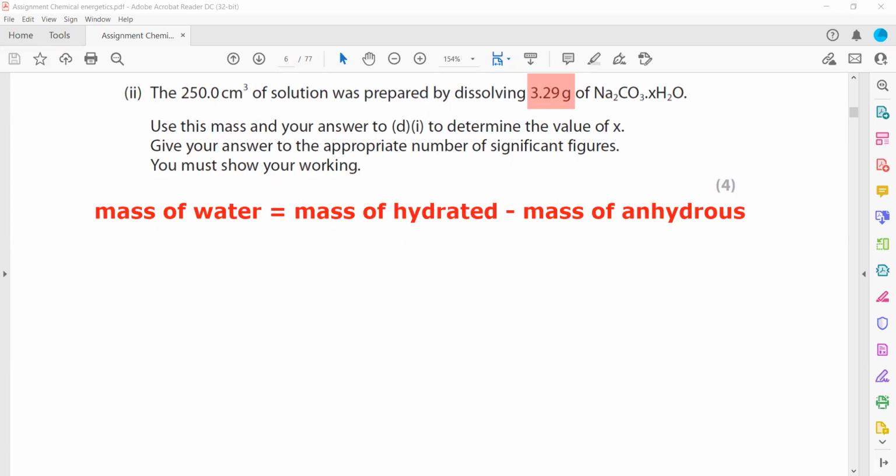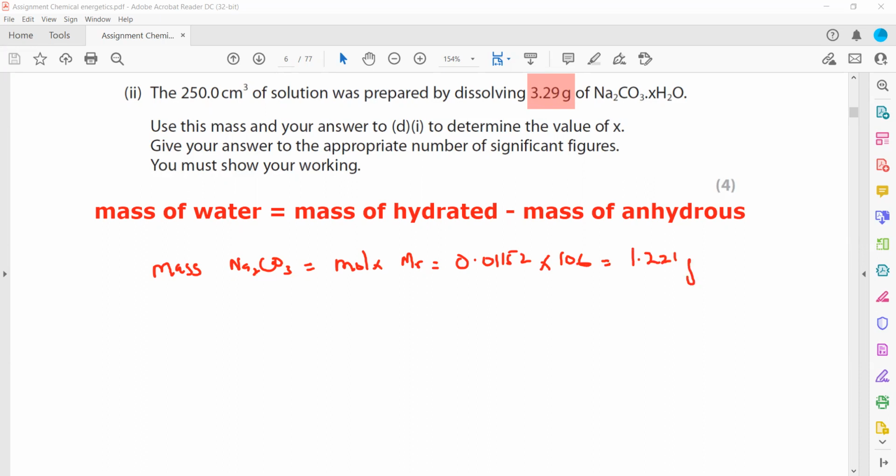The mass of anhydrous sodium carbonate, the mass of Na2CO3, equals moles multiplied by molar mass. The moles from the previous part are 0.01152. The molar mass: sodium is 23 times 2, carbon is 12, and oxygen is 16 times 3, which is 48. When we sum them, that is 106. When we multiply, we get 1.221 gram of anhydrous sodium carbonate.